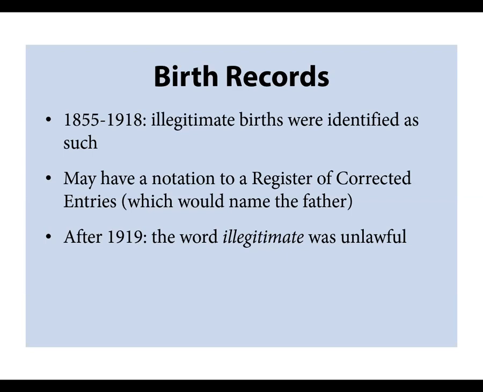Between 1855 and 1918, illegitimate births were identified as such. In fact, I'm going to show you an example. It may have a notation that the register of corrected entries will have more information. There may be a letter in there talking about the natural father of the child when the father's name may not be listed on the initial birth. After 1919, the word illegitimate was unlawful.